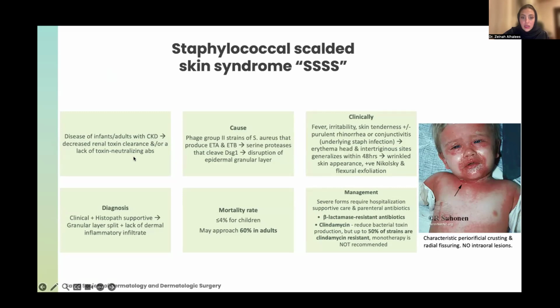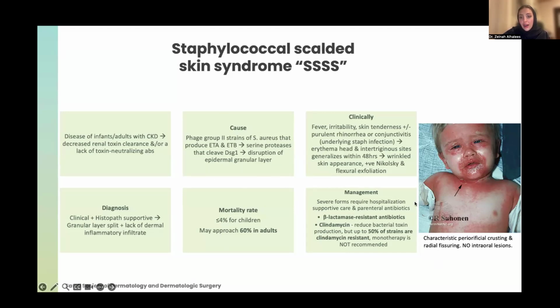So quadruple S, from its name, it's caused by phage 2 strains of Staph aureus that produce your ETA and ETB, so your exfoliative toxin A and B, which are serine proteases that cleave desmoglein 1. So resembling which autoimmune disease? Your pemphigus, right? So your pemphigus foliaceus. And then you have disruption of your epidermis at the granular layer.